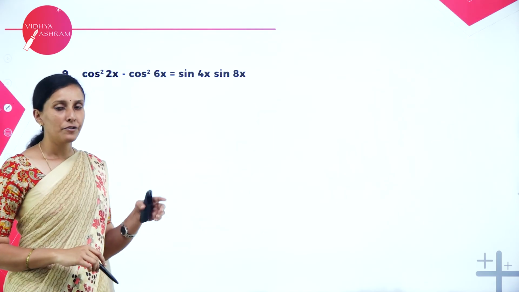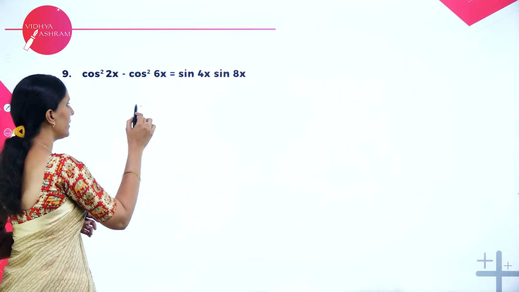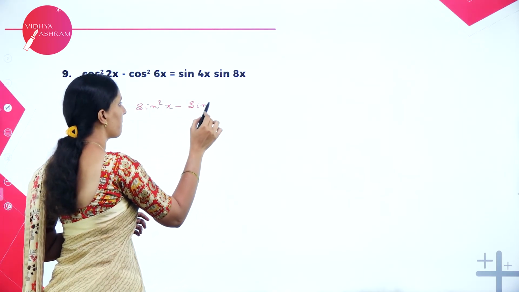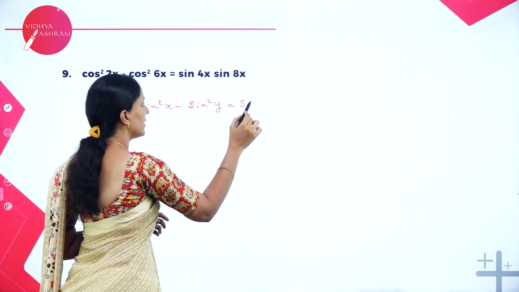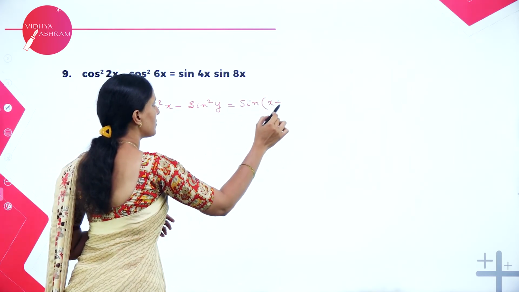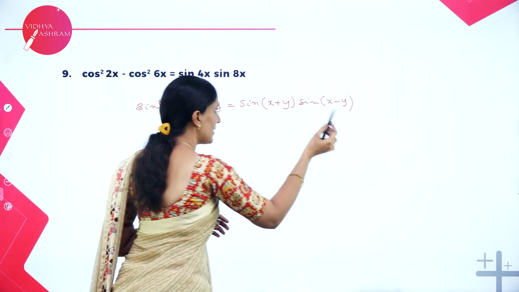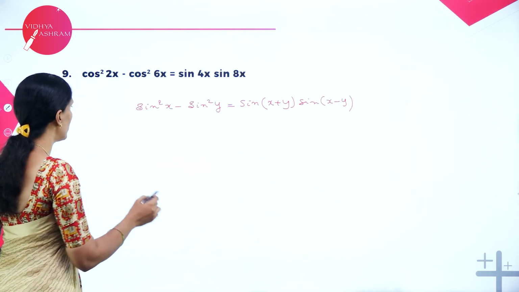So that is cos square 2x minus cos square 6x can be written as sin 4x sin 8x. Now I have given you one identity, that is sin square x minus sin square y can be written as sin (x plus y) sin (x minus y). The same identity can be used for this also.